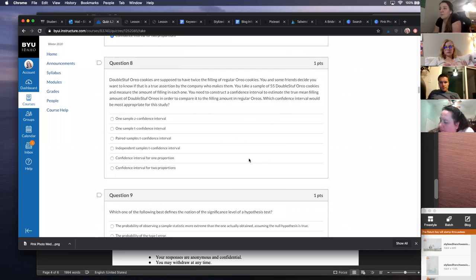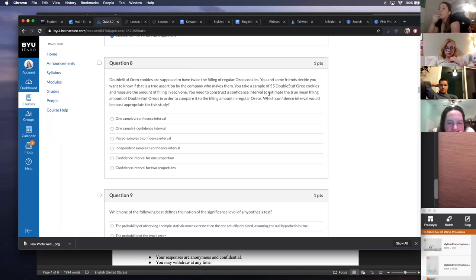Okay. All right. Double stuffed Oreo cookies are supposed to have twice the filling of regular Oreo cookies. You and some friends decide you want to know if that is a true assertion by the company who makes them. You take a sample of 55 double stuffed Oreo cookies and measure the amount of filling in each one. You need to construct a confidence interval to estimate the true mean filling amount of double stuffed Oreos in order to compare it to the filling amount in regular Oreos. Which confidence interval would be most appropriate for this study?